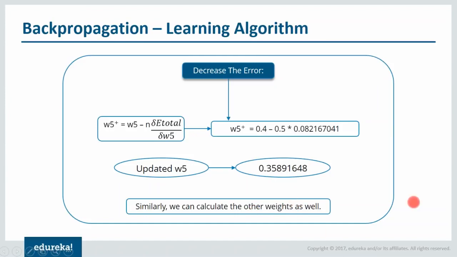Similarly, we can calculate the other weights as well. We're going to repeat the same process and calculate the other weights. Then again, we're going to see how much the loss is. If the loss still prevails, then we're going to repeat the same backpropagation learning algorithm again for all the weights. So this process will keep on repeating. This is how backpropagation actually works. We'll have a separate module in which we'll discuss backpropagation in much more detail.